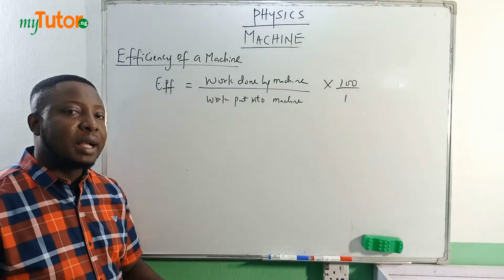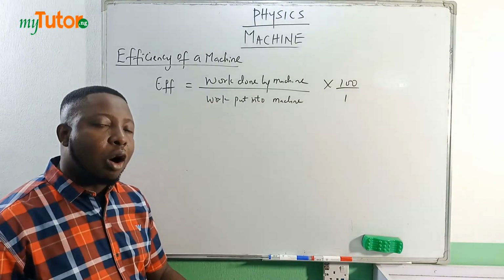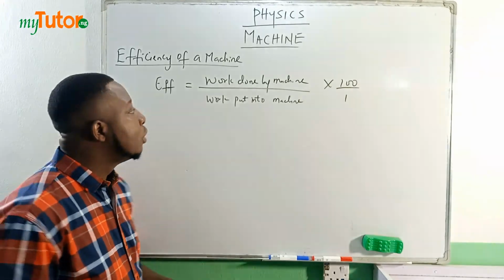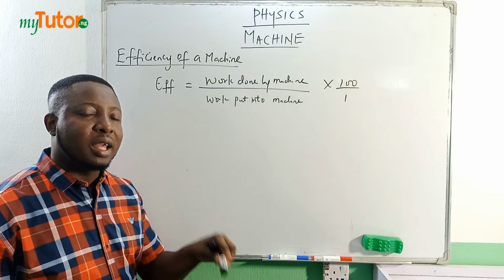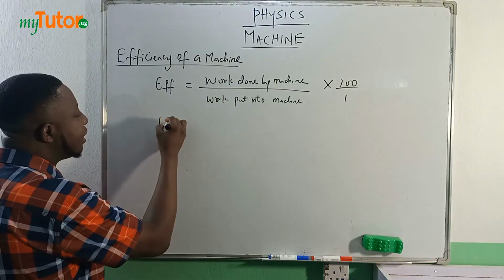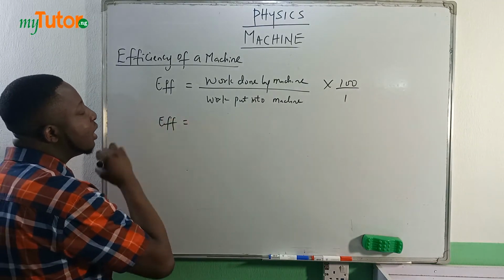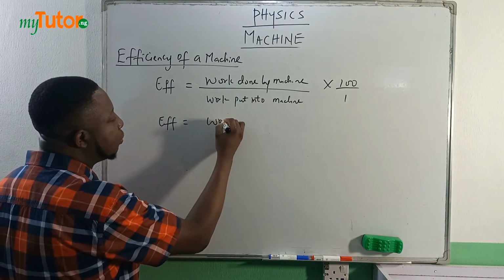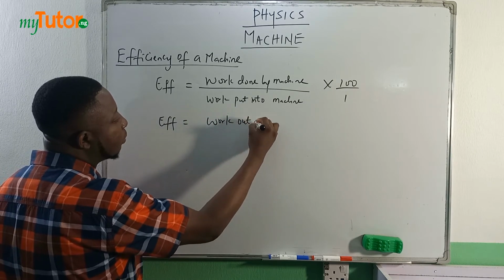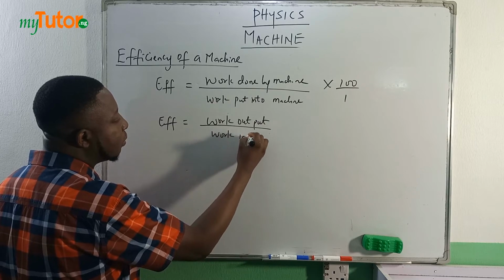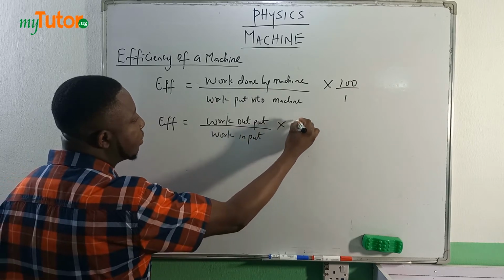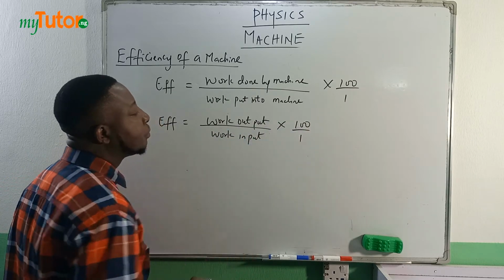The work done by the machine is called the work output, while the work put into the machine is called the work input. So it means that the efficiency of a machine is equal to the work output divided by the work input times 100 over 1.